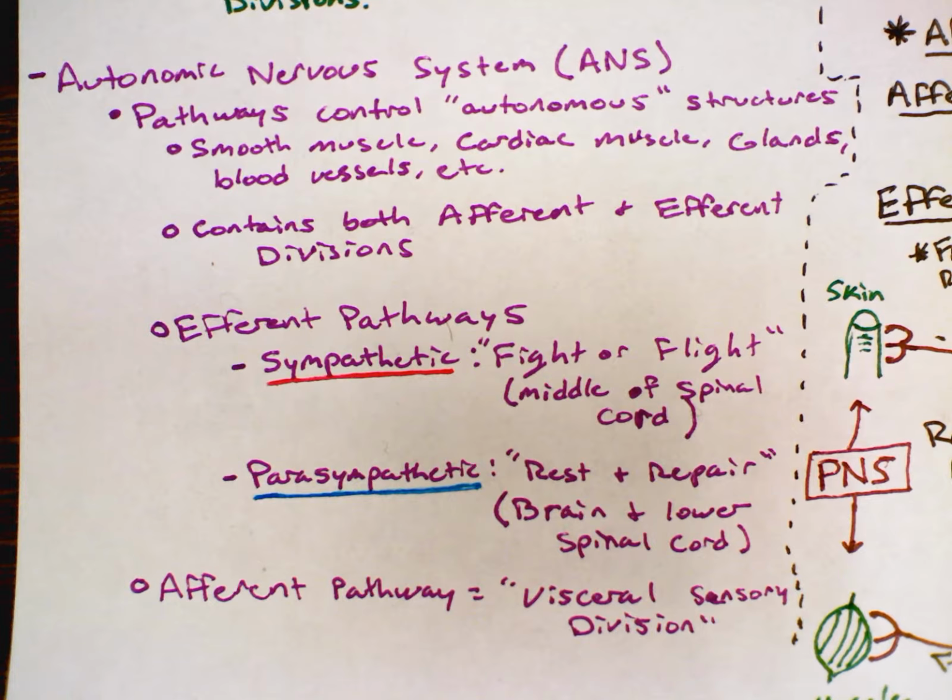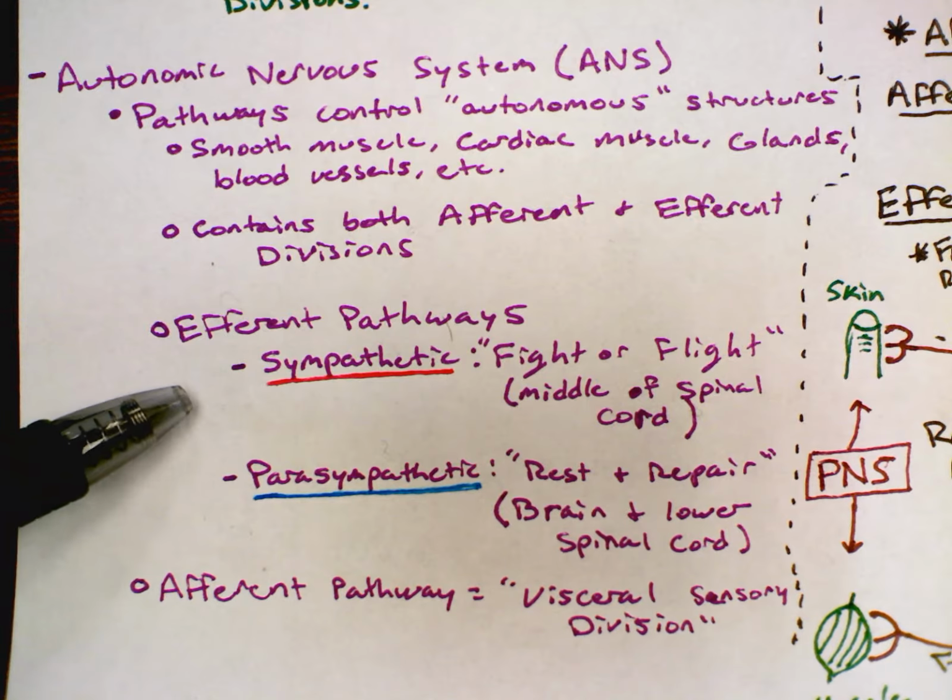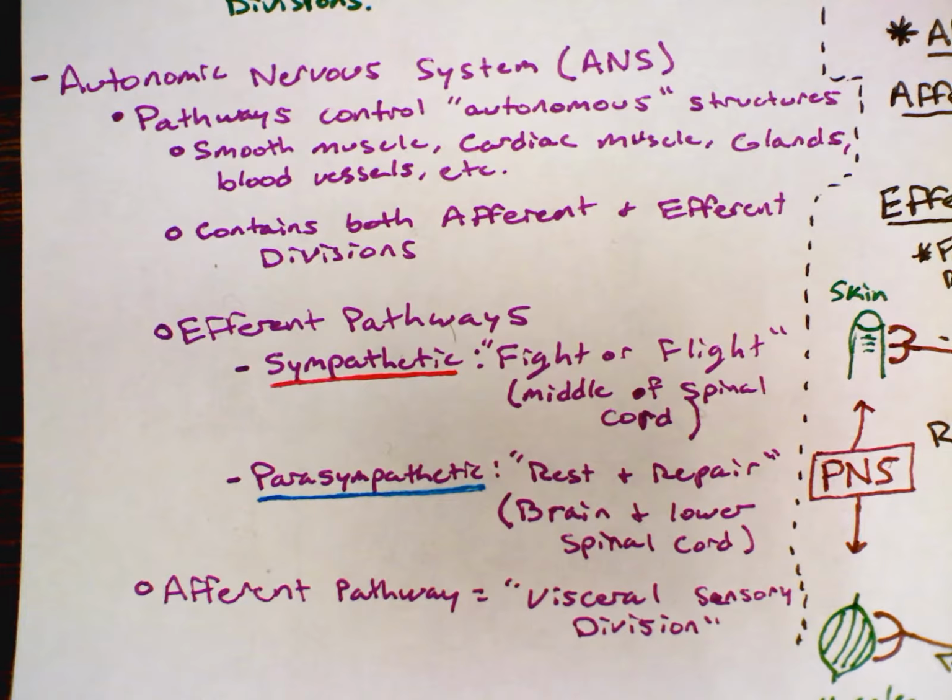So if we focus just on the efferent pathways, again, this is information coming back from the central nervous system to generate a response. Those get filed under two different categories. You could have efferent pathways that work through the sympathetic nervous system. These are going to control all of your fight or flight responses. You could also have an efferent pathway that is operating under the parasympathetic nervous system.